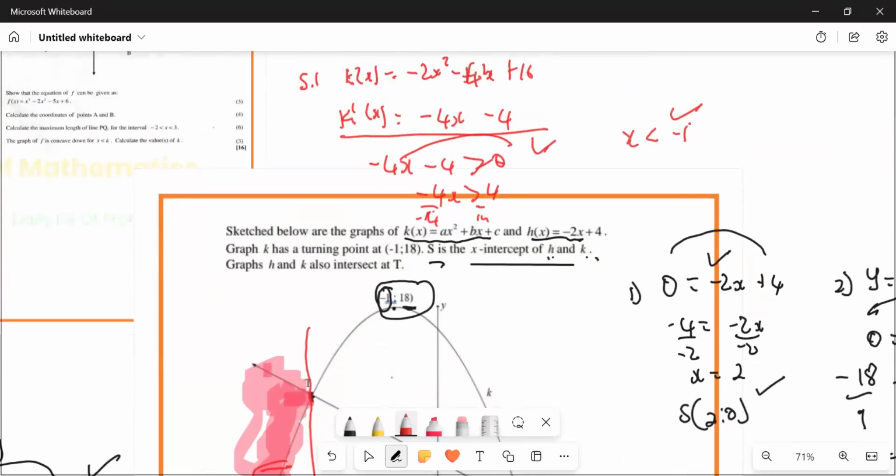If you wrote x is less than -1, we can give you an implemented mark. It can be 2 marks here. If you divide with a negative, the sign is going to change. Every time you divide or multiply with a negative, the sign is going to change.